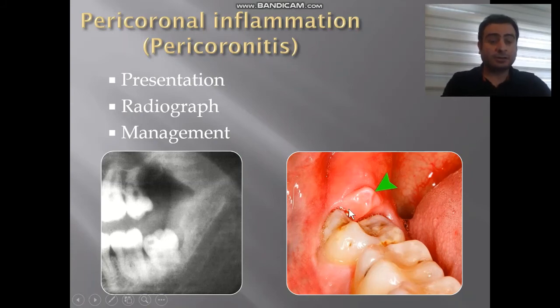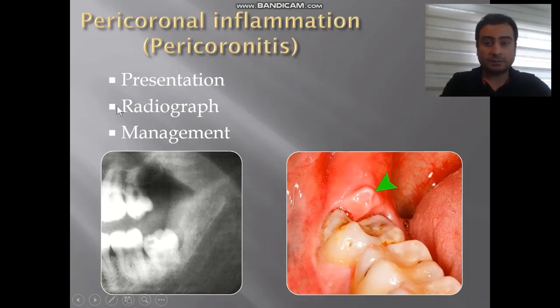In severe cases, patients might develop trismus, which is limitation of mouth opening, so the patients can't open their mouth widely. In some instances, facial swelling is also associated with a severe form of pericoronitis. In chronic pericoronitis, pus discharge might also occur around the pericoronal area.